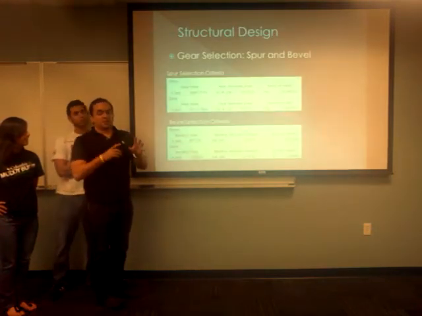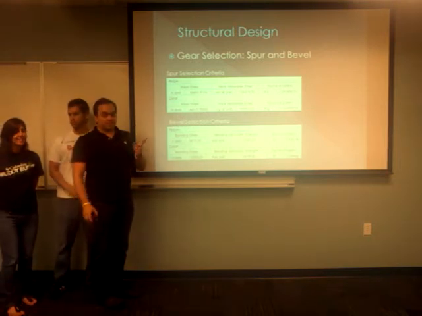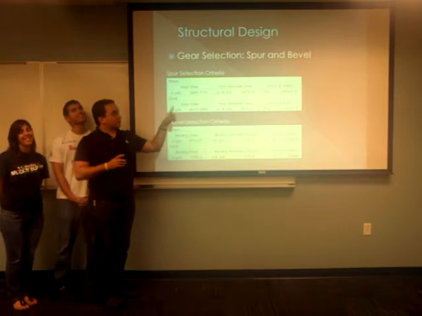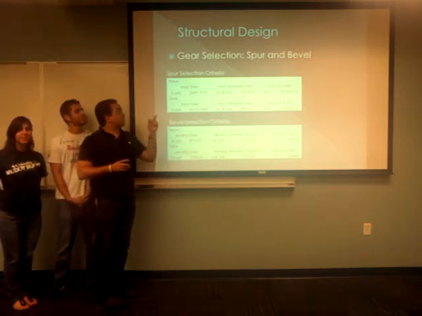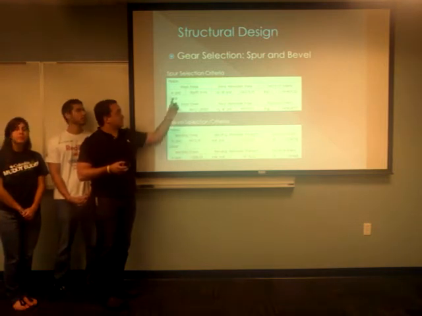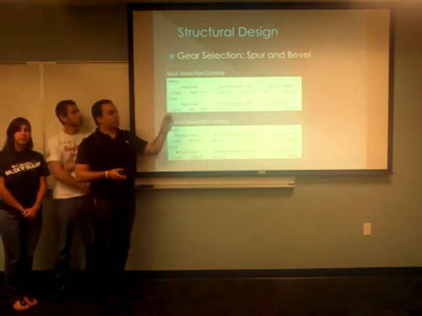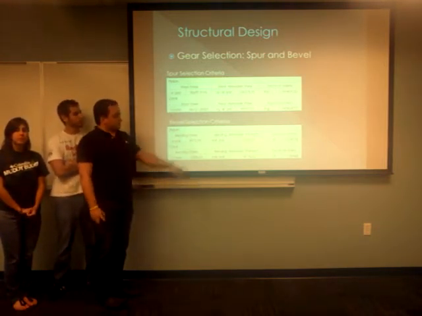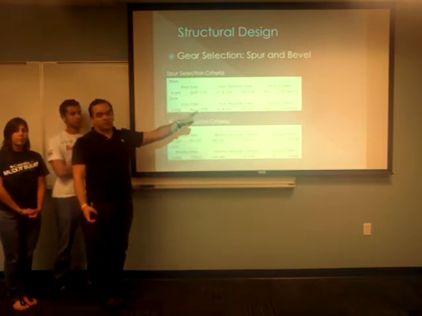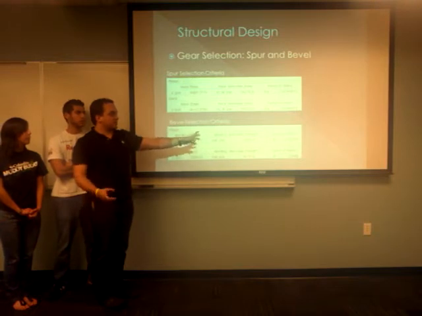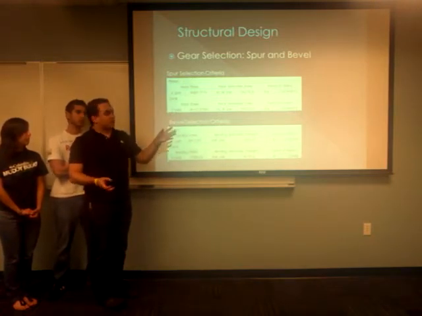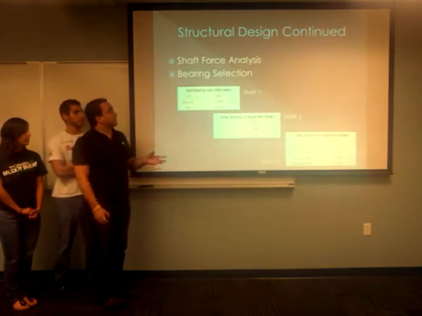The first part of the project was selecting the gears. Following the procedure learned in class, we calculated the factor of safety for each of the spur gears, using wear and bending stress. As you can see, the factors of safety that we obtained are 1.24 and 1.14 for each one. They are greater than 1, so we are safe.